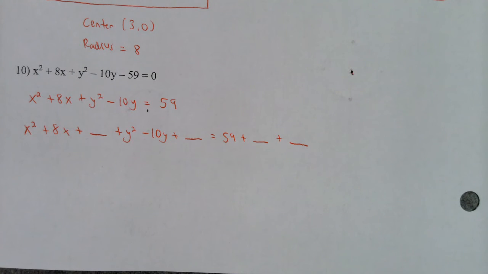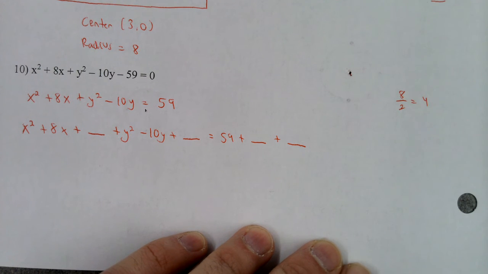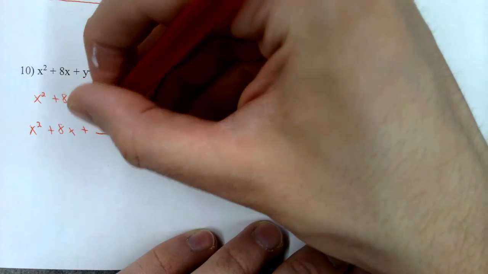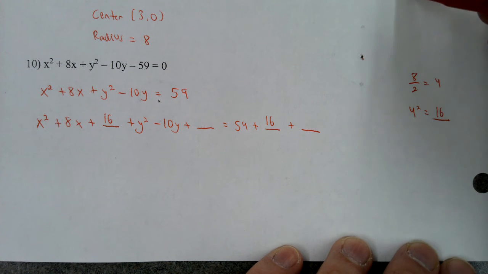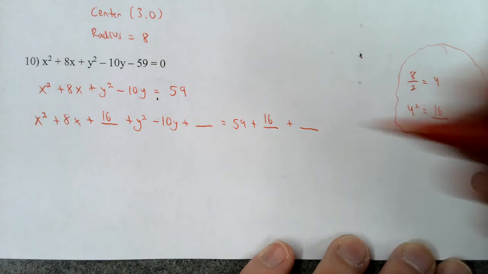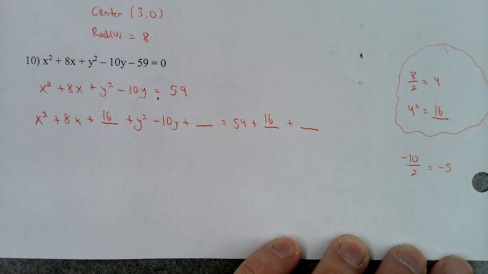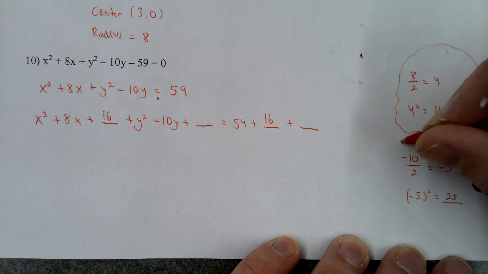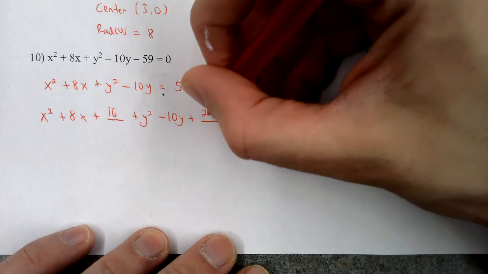Let's complete the square off to the side. 8 divided by 2 equals 4. 4 squared equals 16. Plus 16 plus 16. It's like your side work over here. -10 divided by 2 equals -5. -5 squared equals 25. Again, this is your side work. Plus 25, plus 25.